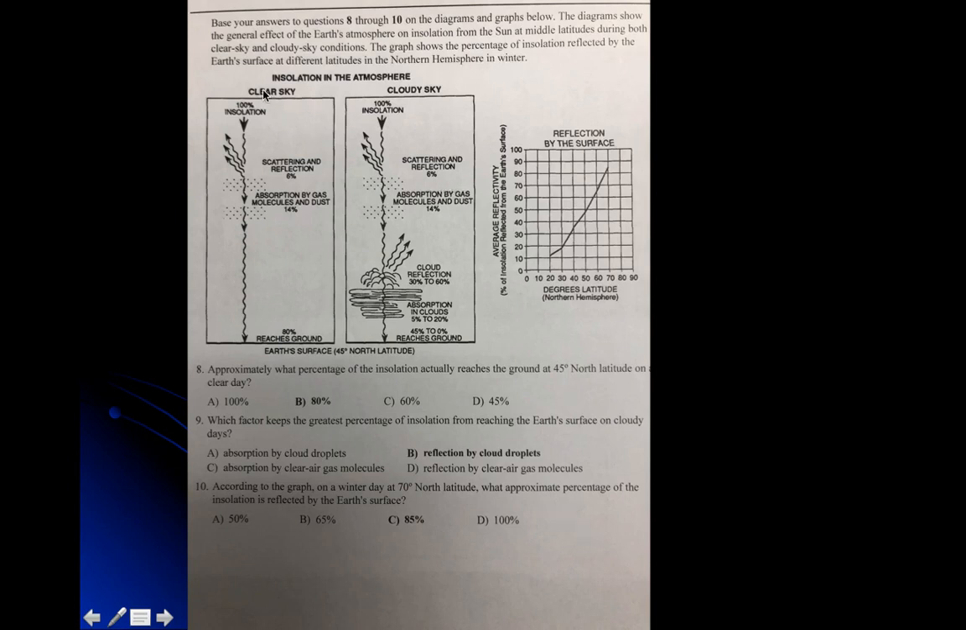So here's a clear sky, here's a cloudy sky. Approximately what percentage of the insolation actually reaches the ground at 45 degrees north latitude on a clear day? So I would have to go to a clear sky, and look what it says. It's right there on the picture. 80% reaches the ground. 80% is your answer. So for number 8, you should have gotten B.